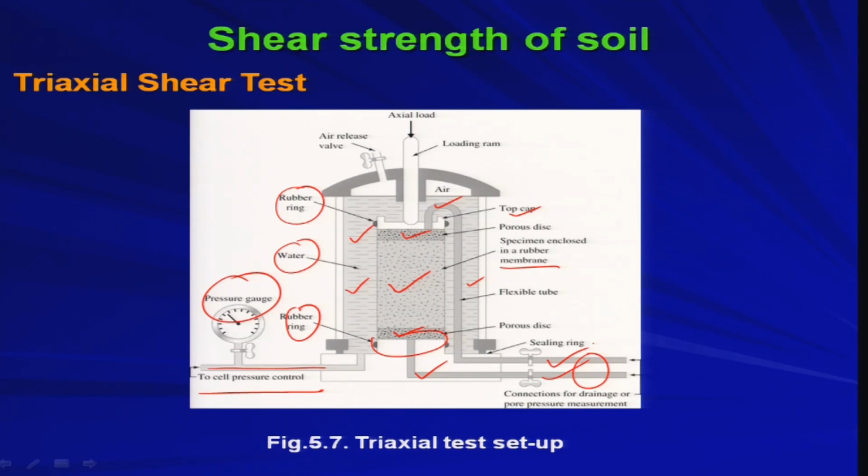Now, once you apply the pressure in the cell water, the cell pressure will be increased. Under that condition soil will not fail, because you have hydrostatic pressure all round. So, to fail the sample you need to apply some axial load through this piston and loading ram, and this axial load is known as the deviatoric stress. When you apply the deviatoric stress, only then will the soil be under a shear failure mode.